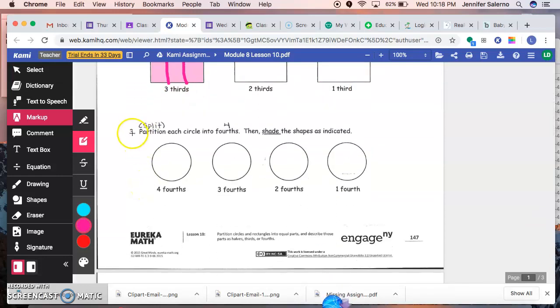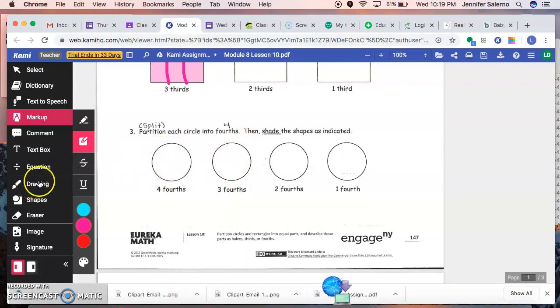Down here, number 3 is pretty much the same thing, but now they're telling us that we have to partition each circle into fourths. So now they want us to partition into fourths and then shade the shape as indicated. So you are going to split all these circles into fourths. That's the very first thing you need to do.